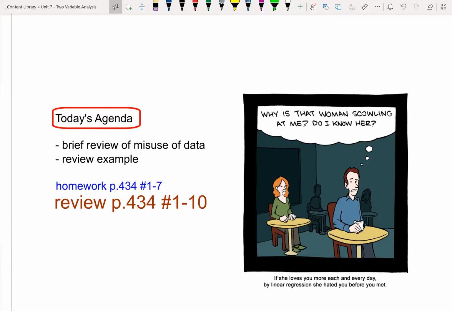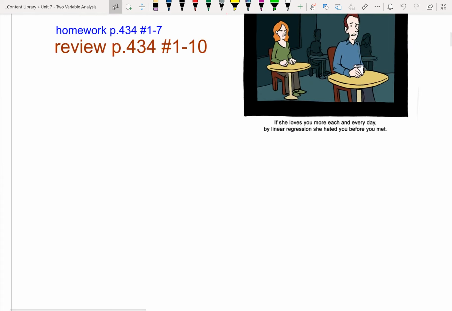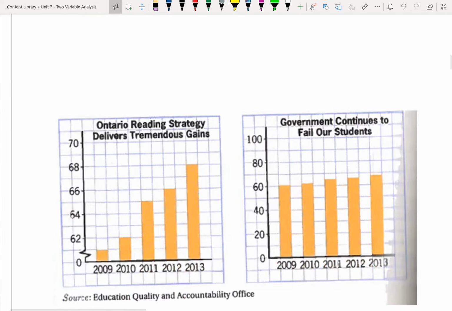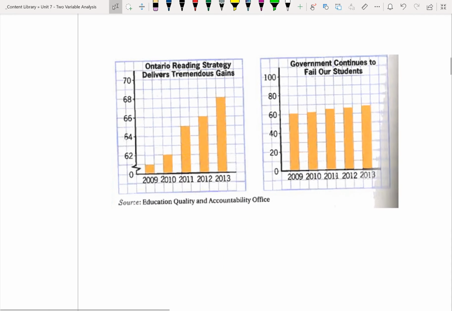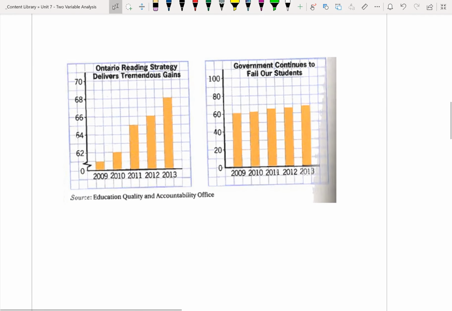In today's note, we're going to be doing a quick review of the misuse of data, and we're going to review everything that we've covered in this unit of two-variable analysis. So if I look at two graphs here, they both represent the same thing. We're looking at the scores over years in terms of OSSLT or literacy tests, and we have two different graphs.